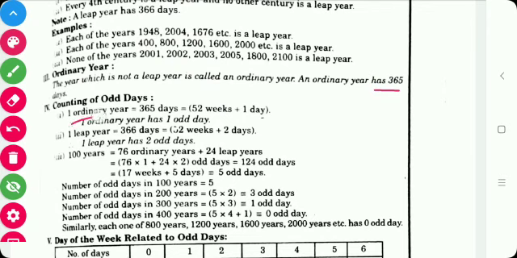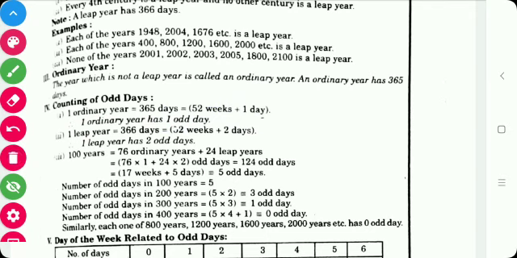Now, how will we count the odd days? As we know, one ordinary year has 365 days. So 365 days means 52 weeks plus 1 day. How do we convert this into weeks? We divide that number by 7. So it comes to 52 weeks and 1 odd day. So the remaining day is 1. So one ordinary year has 1 odd day.